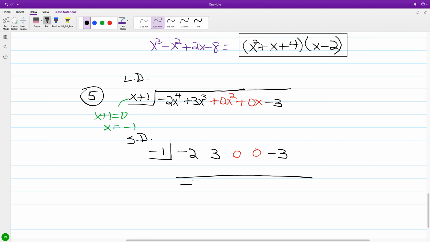So bring down negative 2. Negative 1 times negative 2 is a positive 2. In this case, 3 plus 2 is 5. Negative 1 times 5 is negative 5. 0 plus negative 5 is minus 5. Negative 1 times negative 5 is a positive 5. 0 plus 5 is 5. Negative 1 times 5 is negative 5. And adding together, we come out to negative 8.